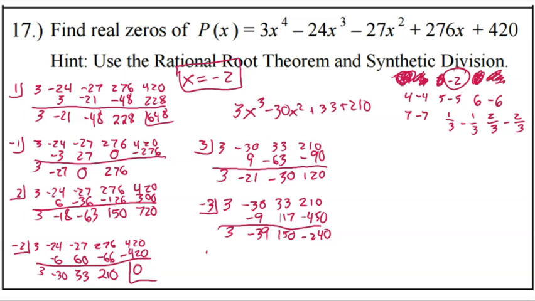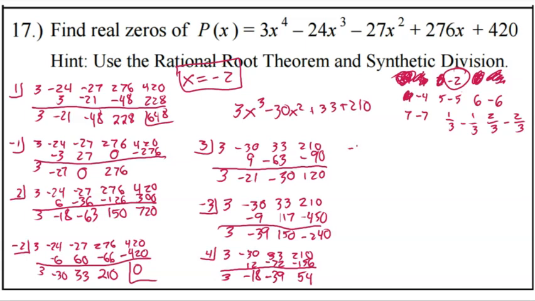Now let's try 4. 4, 3, negative 30, 33, and 210. Draw our line. Bring down, oops, that's not a good place for the line, make some more room. Bring down the 3, times 4 is 12, minus 30 is negative 18, times 4 is negative 72. Plus 33 is, let's see, negative 39. Negative 39 times 4 is negative 156. Plus 210 is 54. Not 0. So 4 is not one of our numbers.